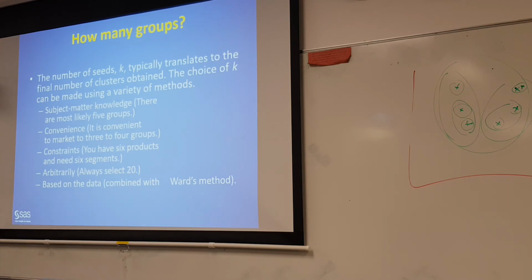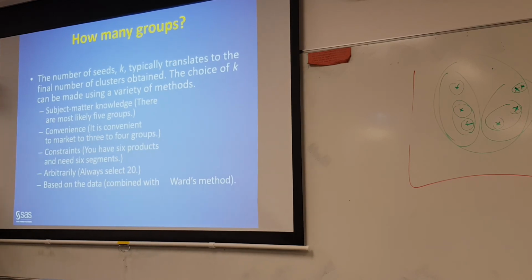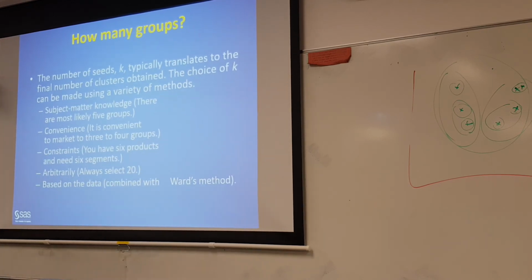Right, so what do we got? You choose K, and that's basically going to translate to the number of clusters that you get, right? And there are a whole bunch of things. I'll basically talk about this as to how you choose K. But there's no right answer.